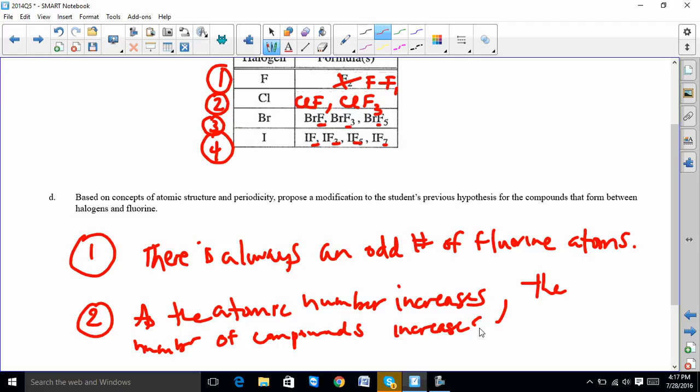I went in, when I took the practice test, I went into much more detail. I'd say the first halogen has 1 compound, the second one has 2, the third has 3, the fourth has 4. As you go down the family, there's more compounds, but they just want you to know there's always an odd number of fluorine, and as the atomic number increases, the number of compounds increases. If you had both of those, you got full credit.